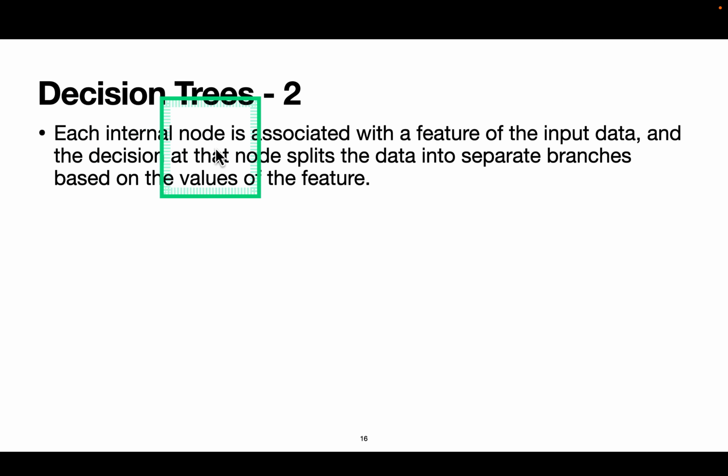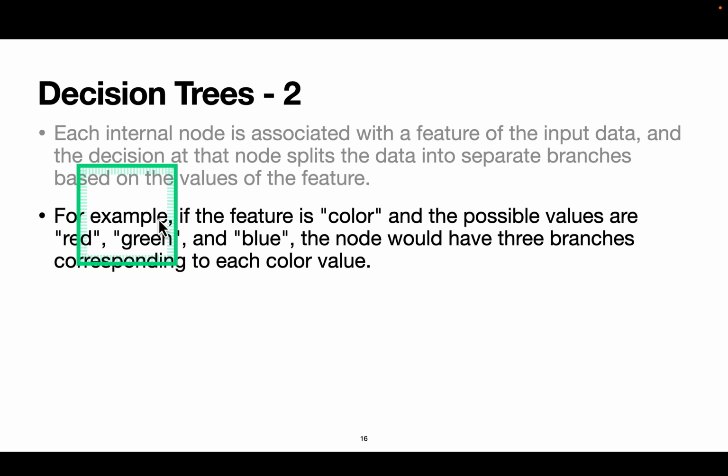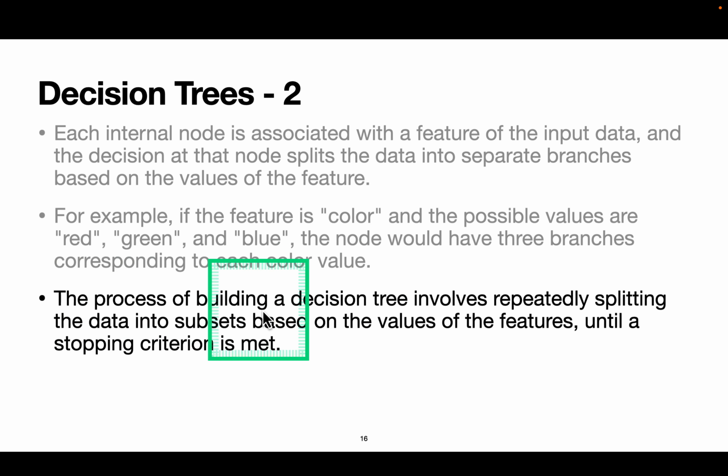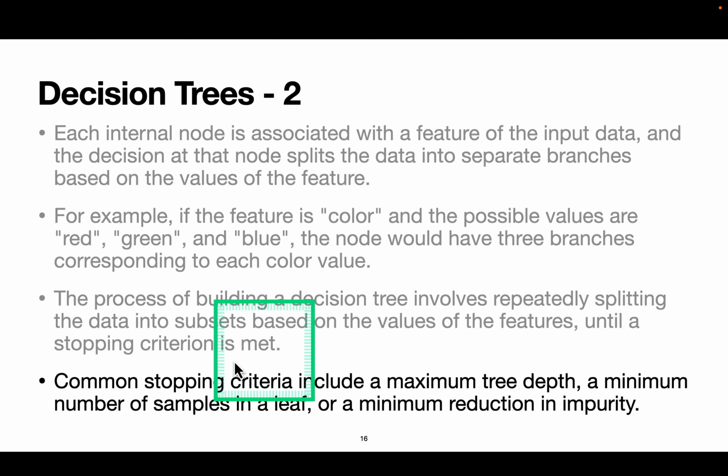Each internal node is associated with a feature of the input data, and the decision at that node splits the data into separate branches based on the values of the feature. For example, if the feature is color and the possible values are red, green and blue, the node would have 3 branches corresponding to each color value. The process of building a decision tree involves repeatedly splitting the data into subsets based on the values of the features until a stopping criterion is met.